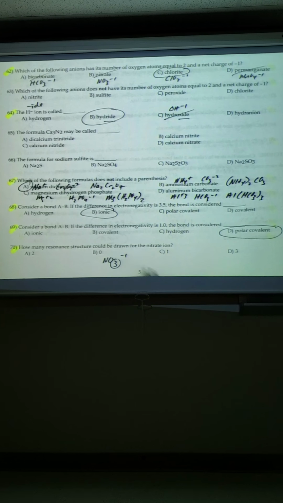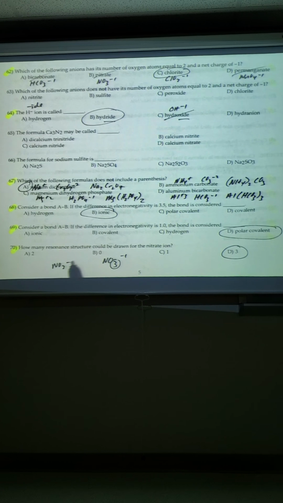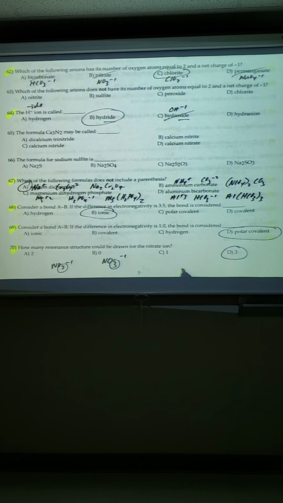Oftentimes you can just look at the number of oxygens, that's 3, and then circle it. Even if you were to say nitrite, 2 would be the answer. The reason for that is because the double bond could be in any of those locations. I'll just give you the answer real quick to save some time.